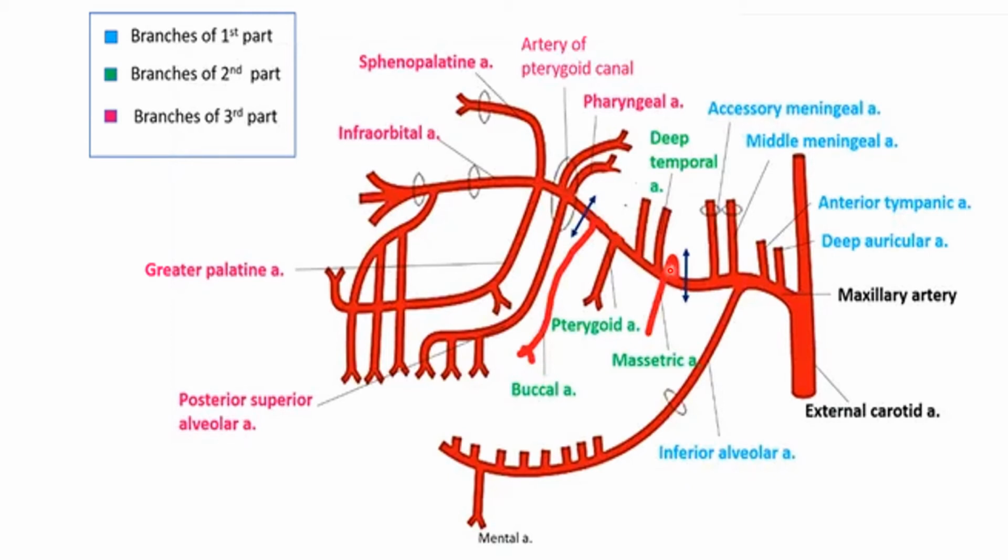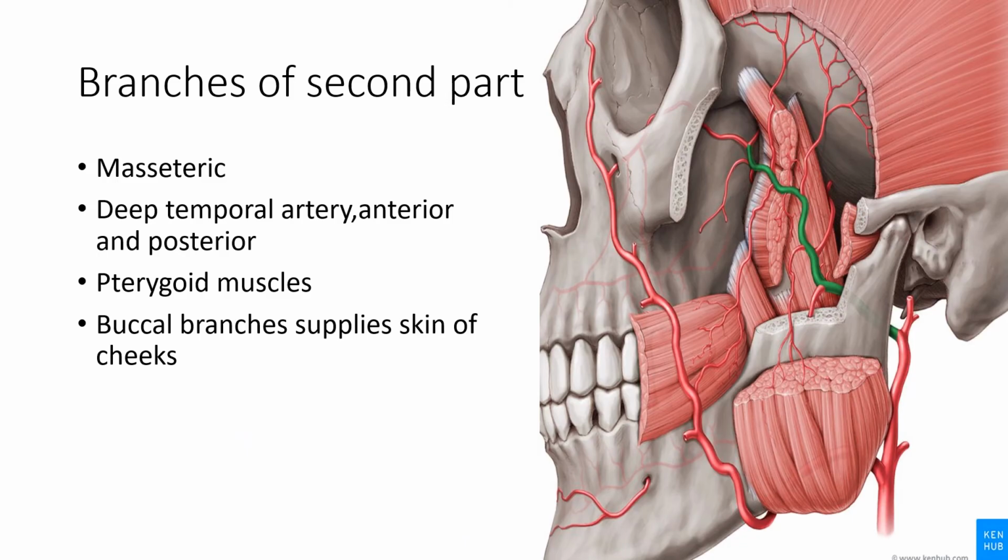From the second part 3 branches are coming. Okay, you will say that these are not 3, these are 4. Basically these are 3, but these two are considered as one branch. So 1, 2 and 3. These 3 are coming from the second part, and 6 branches are coming from the third part. So a total of 15 branches are coming from the maxillary artery, 5 from the first, 3 from the second, and 6 from the third part. And what are the branches coming from the second part?